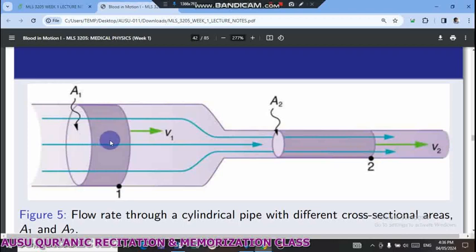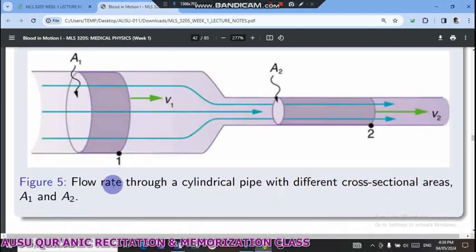It flows through here, and then when it enters here, it also flows through here. All of it flows. No mass is missing, and no mass is introduced apart from what we have here. So the mass is conserved. We say that we can have an equation that can accurately describe the motion of this system in terms of the velocity of the fluid and the cross-sectional area of the path it follows through a cylindrical pipe with different cross-sectional areas A1 and A2.